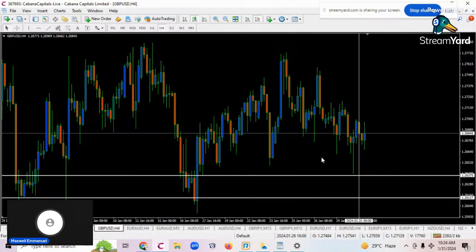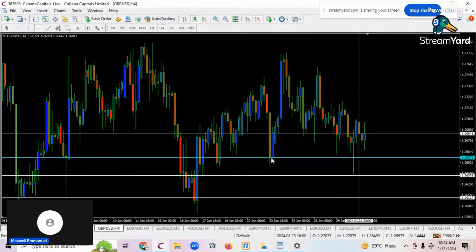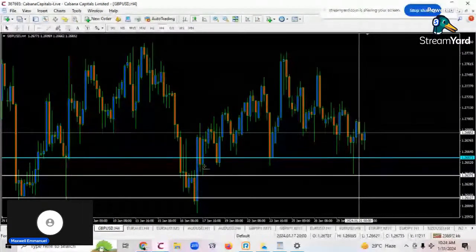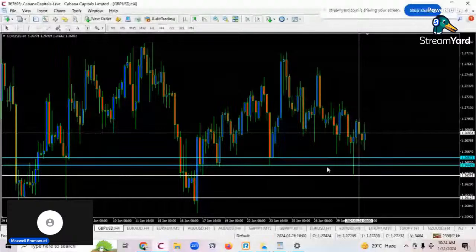Now, another thing you need to consider here on 4 hour is this. Can you see this? We had a support here. If you come here also, you will see that we had a support. So price tested the support and there was a strong rejection from that support. Can you see that? Now let's go down to 1 hour.